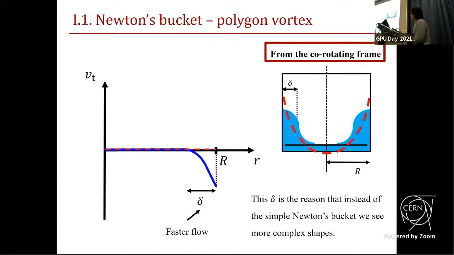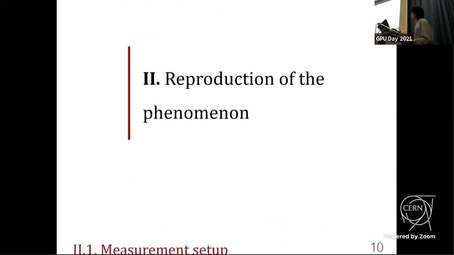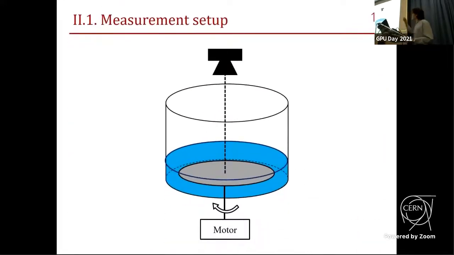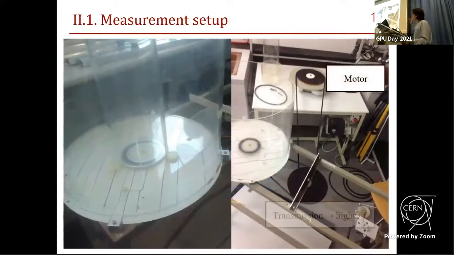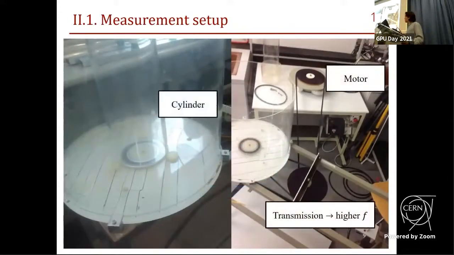Okay. So, but I didn't really show you any shapes yet, so I'm going to go ahead and do that. So I show you how we make this phenomenon. Here's a sketch about our measurement setup with the bottom plate, the cylinder, and the camera from up top. Here's the actual setup we use. We have a motor, transmissions to highest frequency output, we use cylinders for the bucket, and there's the rotating plate.